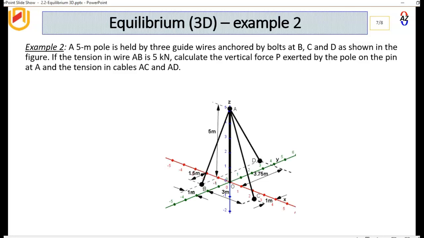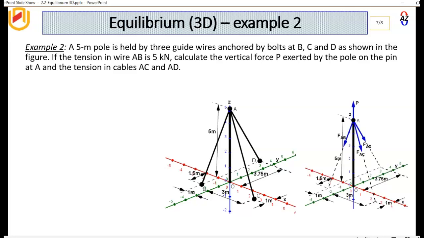So we have a 5-meter pole held by 3 guide wires anchored by bolts at B, C, and D as shown in the figure. The tension in wire AB is 5 kilonewtons. So the tension here is 5 kilonewtons. Calculate the vertical force P exerted by the pole on the pin at A and the tension in cables AC and AD. So let's see how to do this.